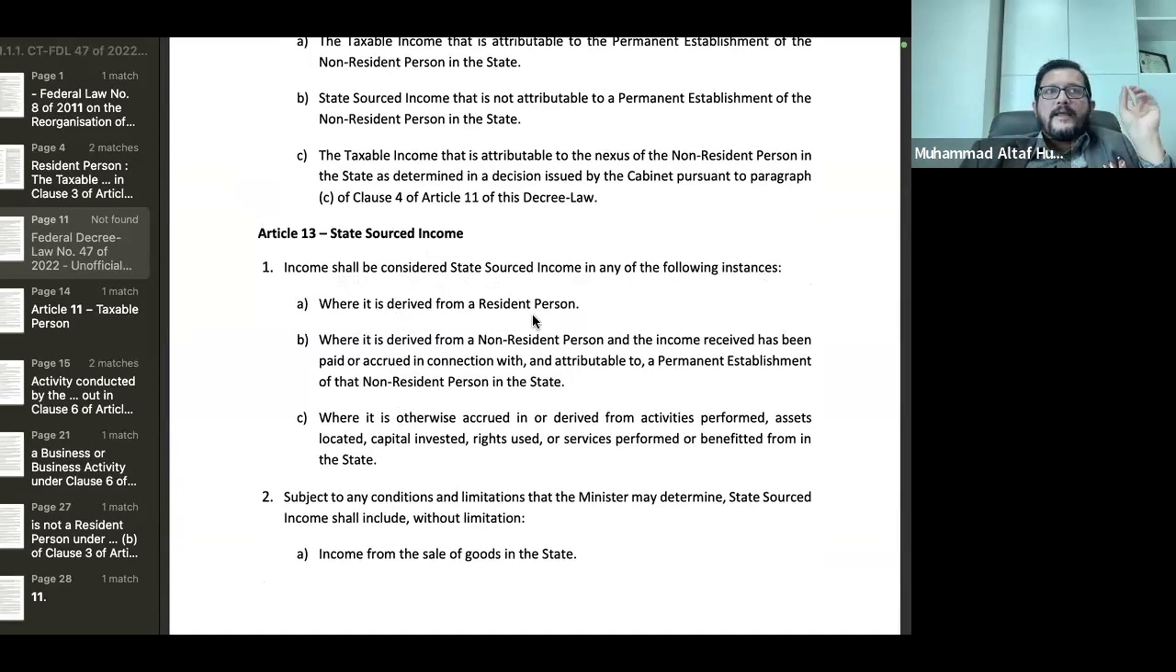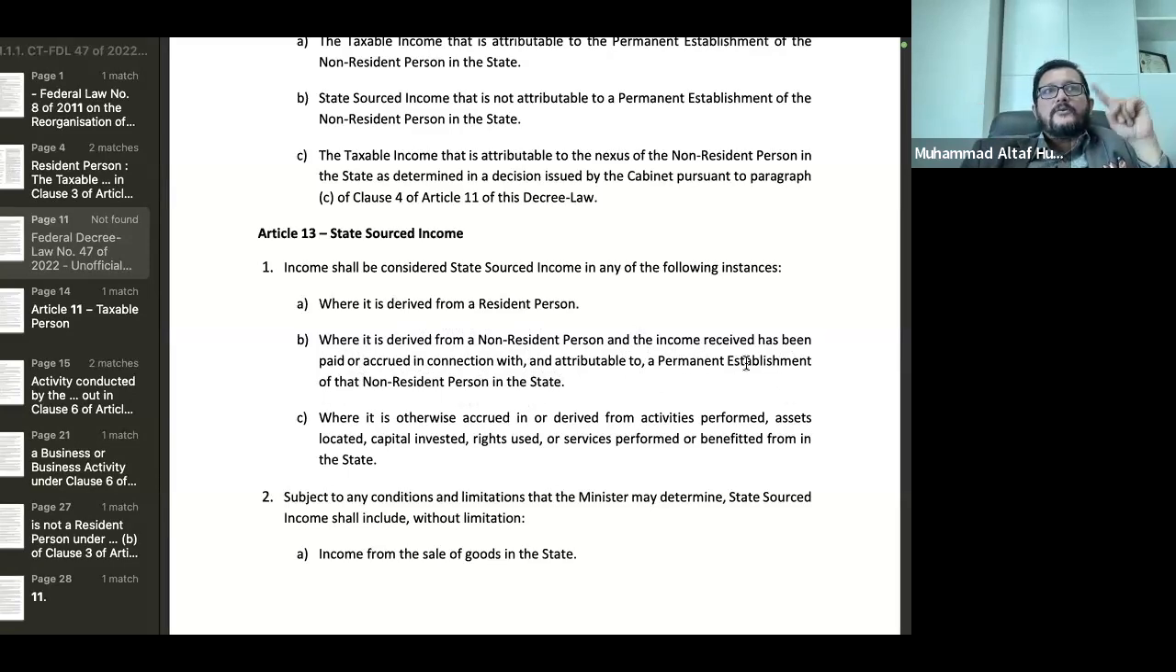So if somebody has opened a digital nexus in UAE, probably the main idea is to derive income from a resident person. The audience will be here, chances are clients will be here. That supports the first point. Where it is derived from a non-resident person and the income received has been paid or accrued in connection with and attributable to a permanent establishment of that non-resident person in the state.